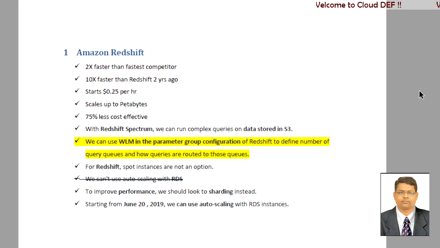With Redshift Spectrum, we can run complex queries on data stored in S3. We can use WLM in the parameter group configuration of Redshift to define number of query queues and how queries are routed to those queues.